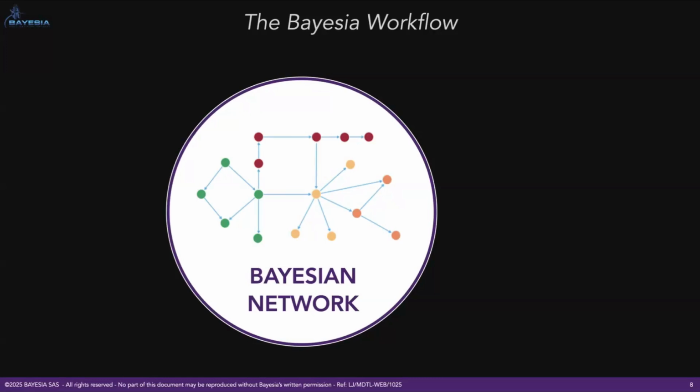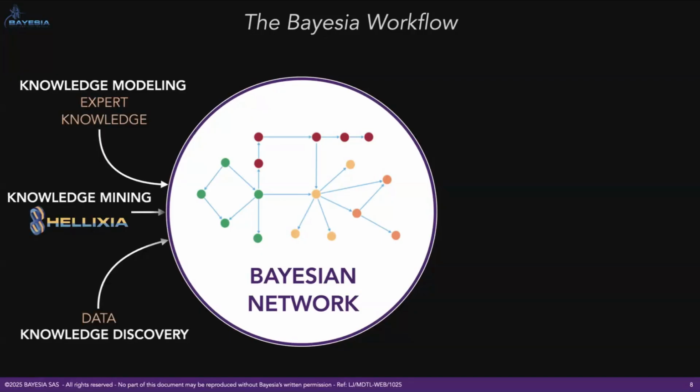So at Bayesian, we are specialists of Bayesian networks, but now we are also creating other types of graph. But today it's about causal Bayesian networks. This is the brain of our probabilistic expert system, if you will. These graphs can be machine learned when we have structured data. We can also build them using expert knowledge, and we can also do knowledge mining by using Helixia.